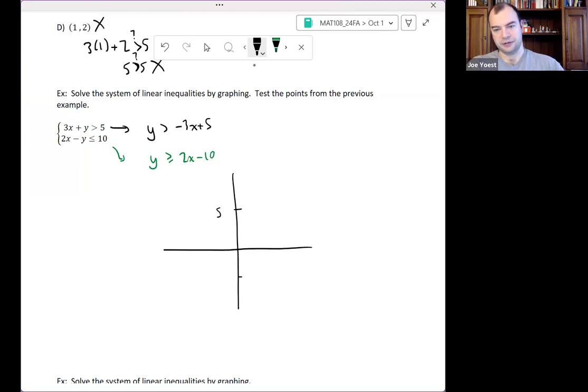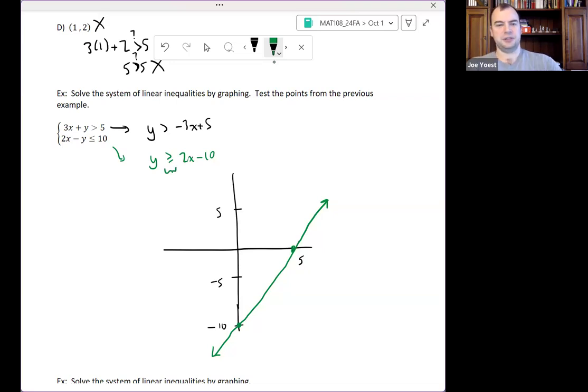So we have 5, negative 5, negative 10. We know we go through 5, comma 0. So our green line goes through 0, comma negative 10 and 5, comma 0. So that's my green line.